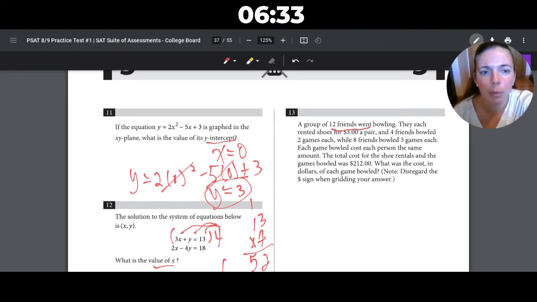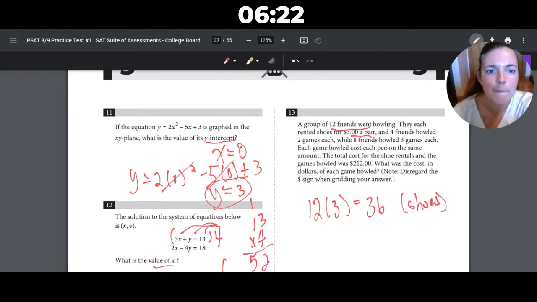All right, so we have 12 friends that go bowling, and they each rent shoes for $3. So I know 12 times 3, which is 36. They need to pay this for the shoes. Okay. Then 4 friends bowled 2 games each, 8 friends bowled 3 games each, and they each cost the same amount. So what we need to find is how much they cost.